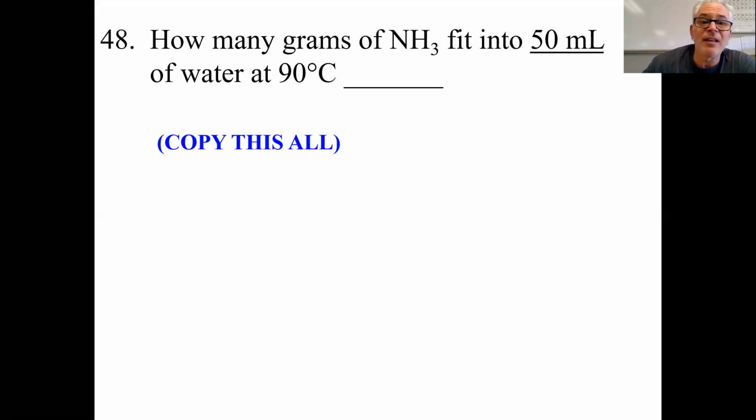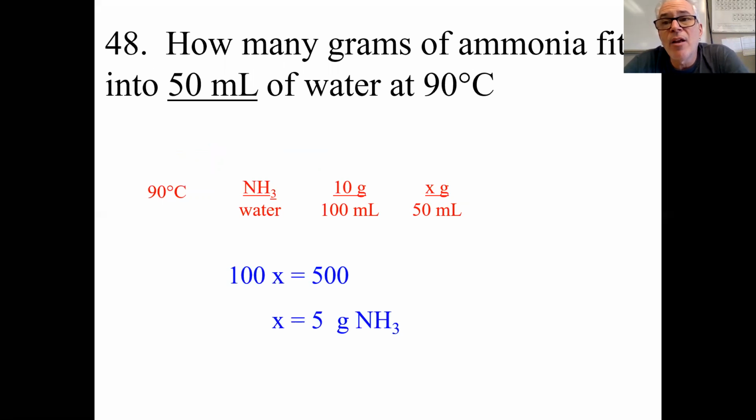We're going to have to copy this. Now, let's go really slow. The first thing we do is we write 90 degrees, so we pay attention. We know what we're doing on the graph. Then we're going to write down what we are looking at. In this problem, we're looking at ammonia dissolving into water. So we put ammonia over water. We're going to set up this ratio so that all the numbers on the top are the ammonia numbers and all the numbers on the bottom are water. Now, according to table G, at 90 degrees, 10 grams of ammonia fits into 100 mLs of water. Look, right here. This point right here tells us that.